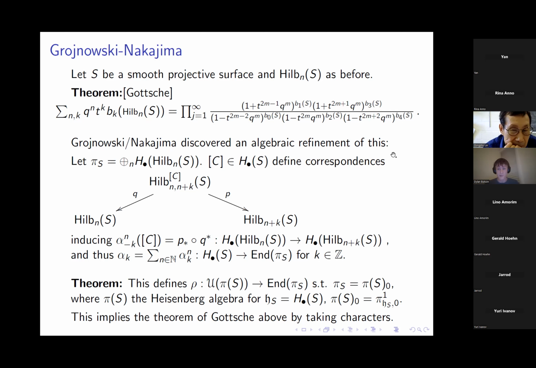In order to define a representation of this larger algebra, we need to say not only an endomorphism b_k for every integer k, we need to give an endomorphism b_k(c) for every integer k and every element c in the homology. And that's what the class C is used for in defining this alpha_k. Actually, alpha_k depends on the C. Exactly. So when you define the Heisenberg algebra, you also need the invariant bilinear form. Is the invariant bilinear form just a Poincaré duality form? That's right. The intersection pairing on the homology. Yeah, thank you.